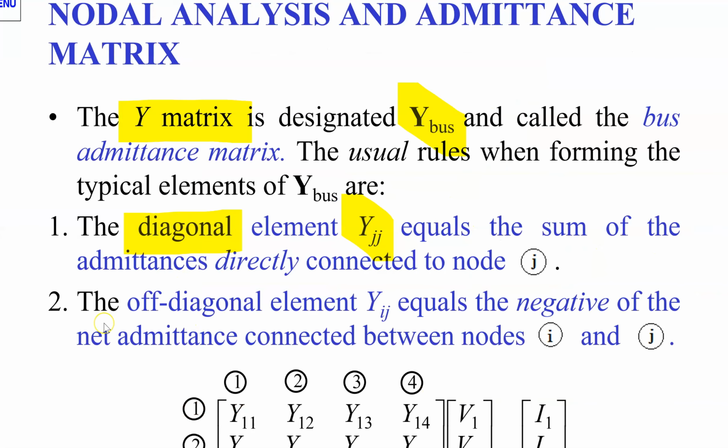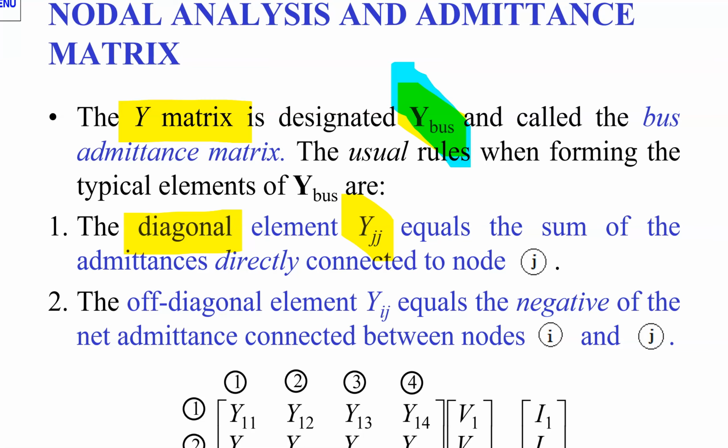And by doing this, the node voltages become the variables that we are actually solving for. The nodal analysis and admittance matrix have some rules when you develop this Y matrix, or admittance matrix, as is mentioned here. We often call it the Y bus, and the first rule is that the diagonal element Y_JJ, what we call the self-admittance on the diagonal, equals the sum of the admittances directly connected to node J. So that's the first rule.